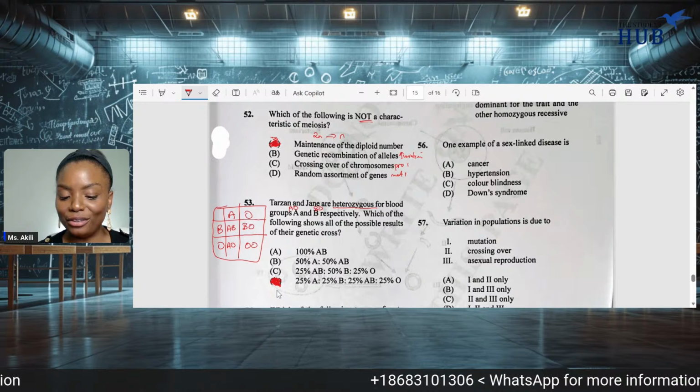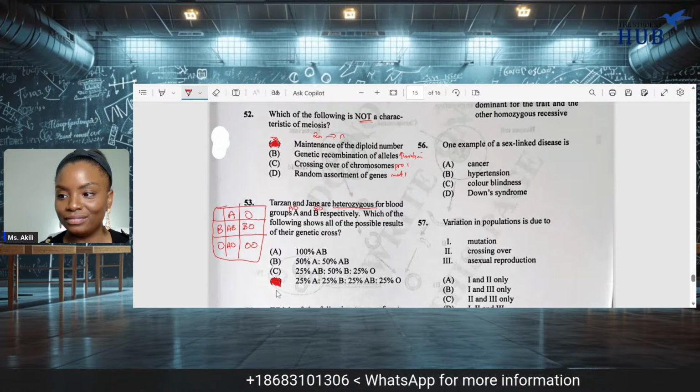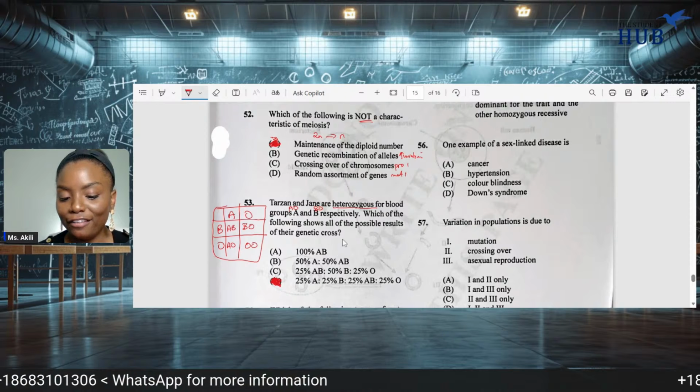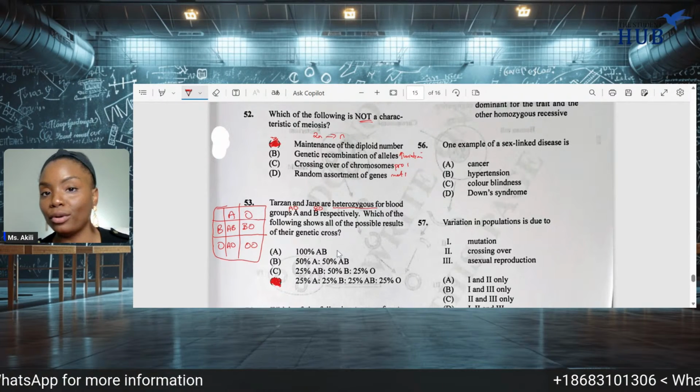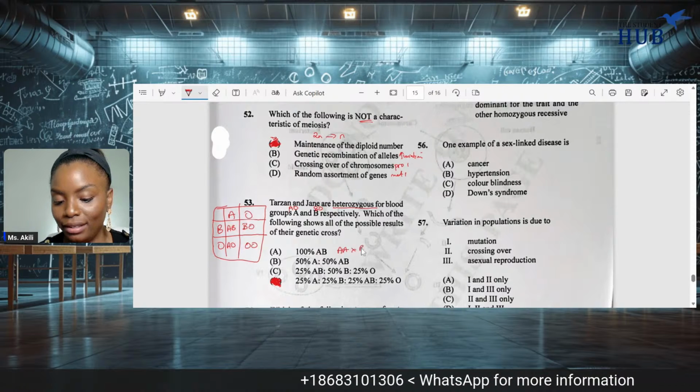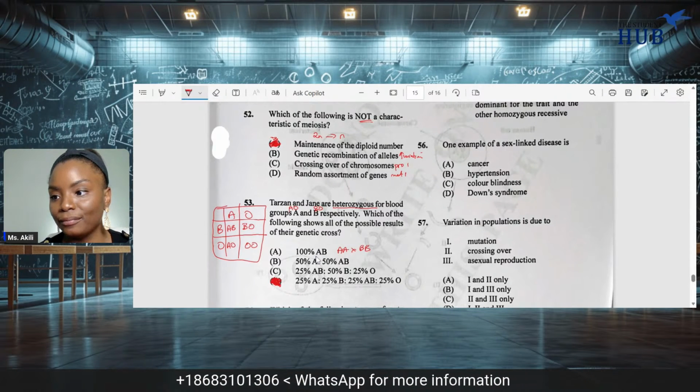Yeah, if they were homozygous for blood groups A and B, if it was AA by BB, then the answer would be A.